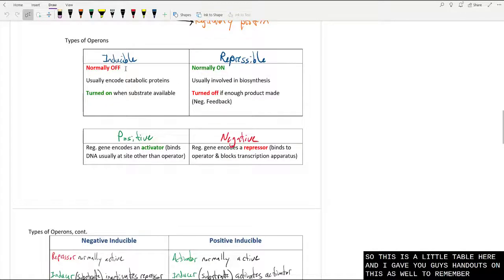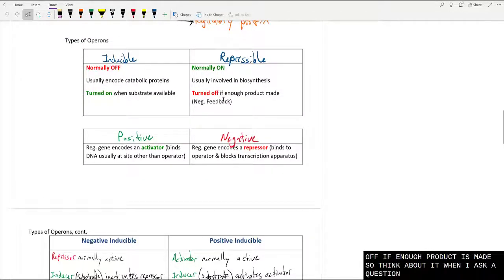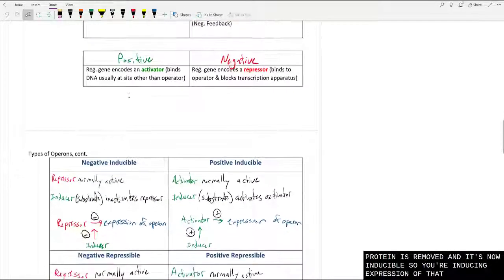So remember, if something is inducible, that means it's normally off because you're trying to induce expression. When a substrate is available, it is turned on. So if it's repressible, it's normally on. And it's turned off if enough product is made. So think about it when I ask the question and I say, when this is bound, the operon isn't producing the genes. When this other substrate appears, that protein is removed and it is now inducible. So you're inducing expression of that operon.